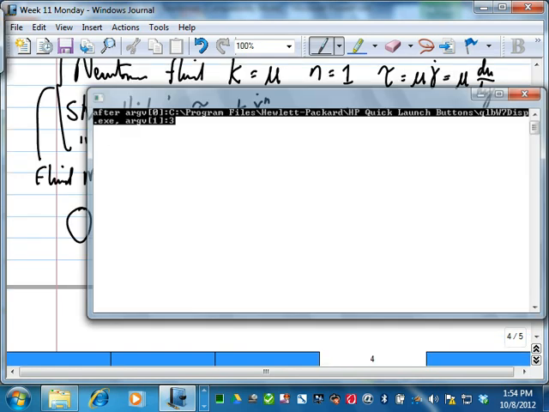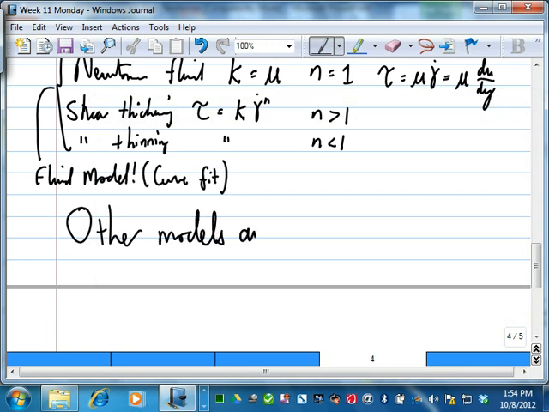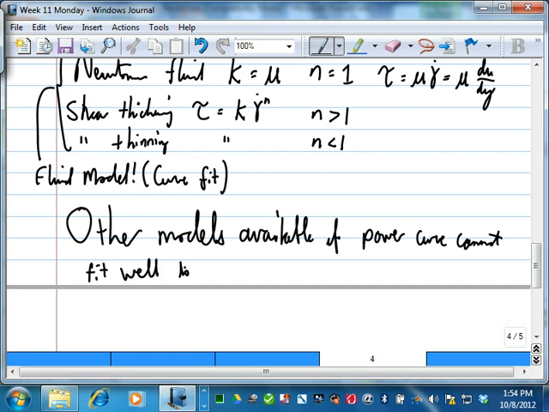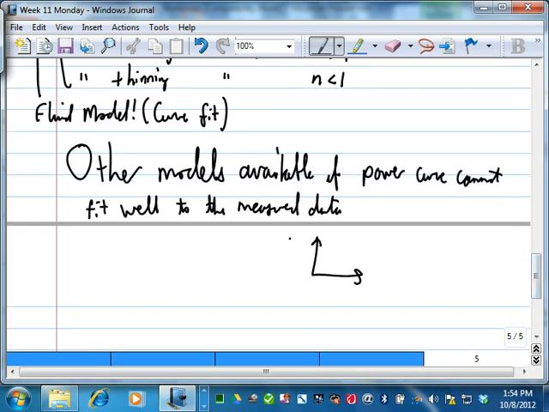Other models are available if the power curve cannot fit well to the measured data. What data are you measuring? For example, if your fluid does something like this, it has some funny curve, then you need to find another model to fit it. Not power law.